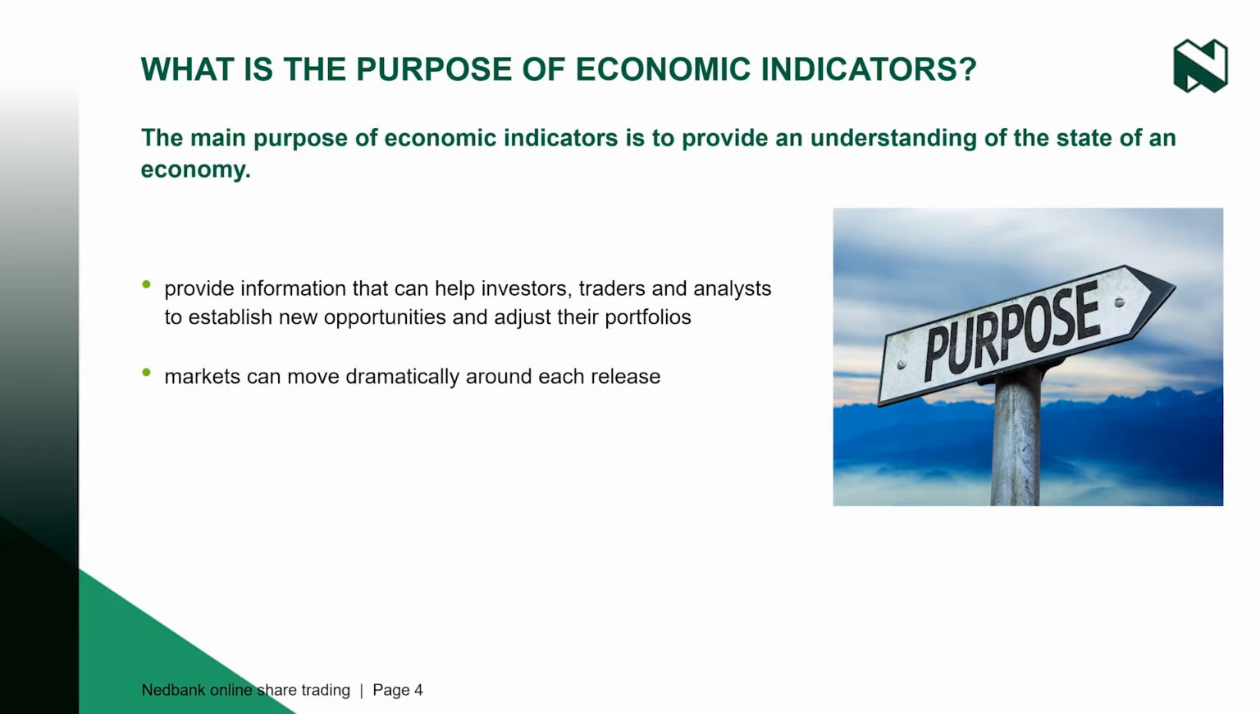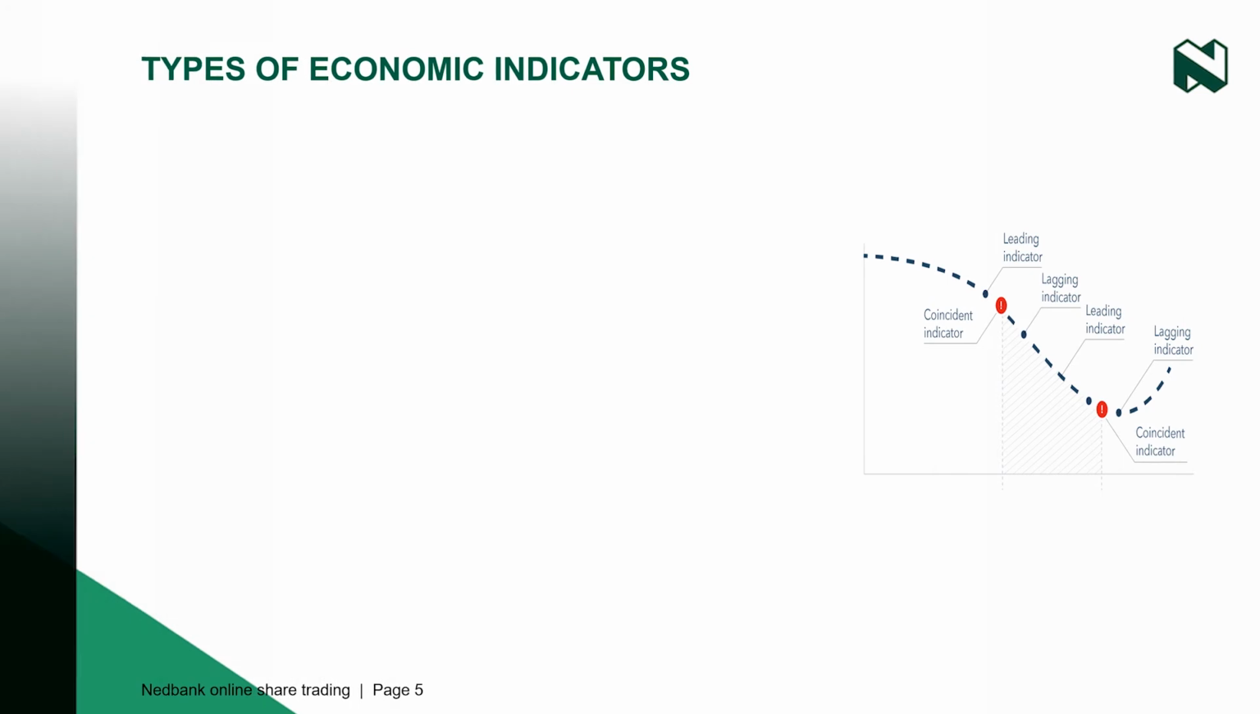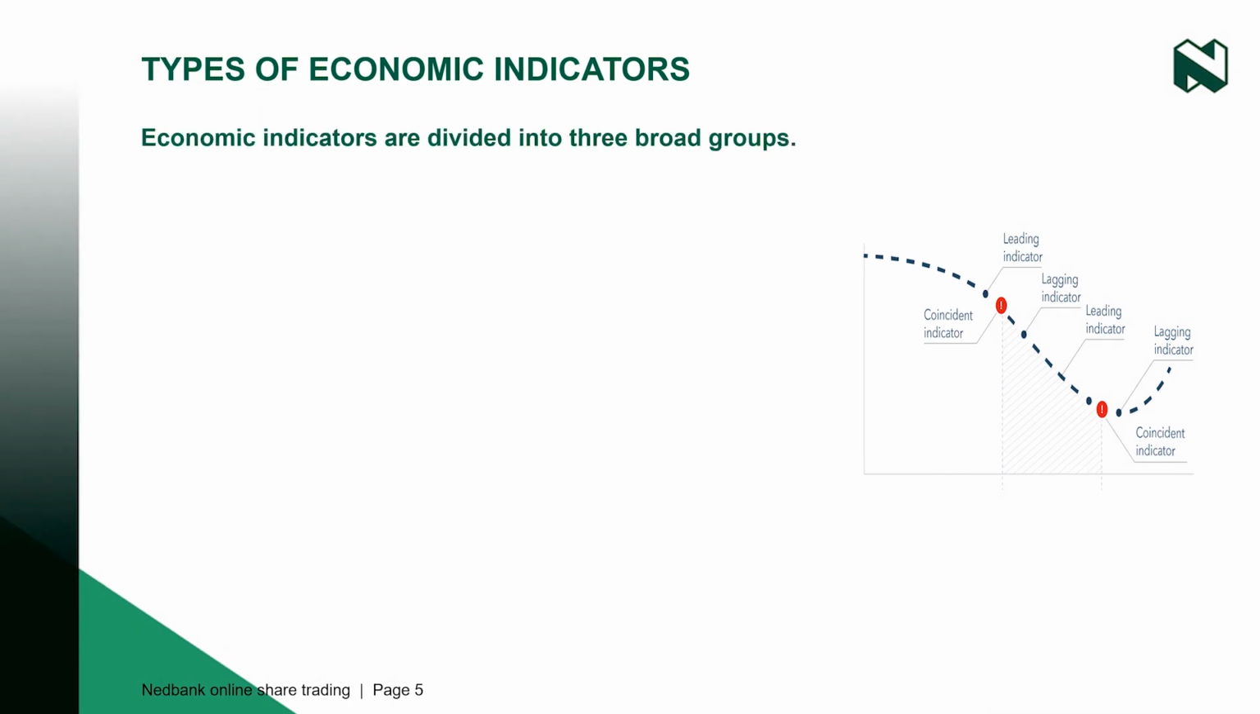As most economic indicators are produced by or for policymakers, these indicators can also influence decisions going forward and ultimately change the course of political strategies. Economic indicators will have a larger influence in the countries that have large economic shifts. Economic indicators are divided into 3 wider groups.